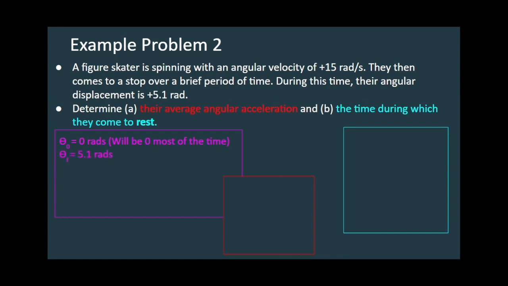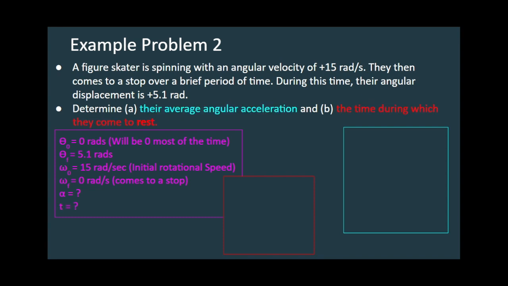Their theta final is 5.1 radians. Their omega initial is equal to 15 radians per second. That's their initial rotational speed, which was given to us in the problem. Their final omega is 0 because they're coming to a stop. Their alpha is unknown, and then their time is also unknown.